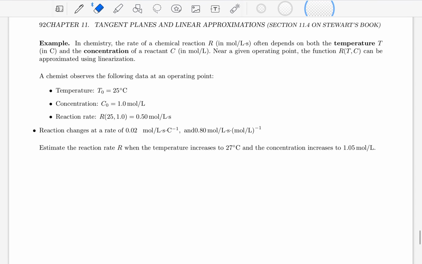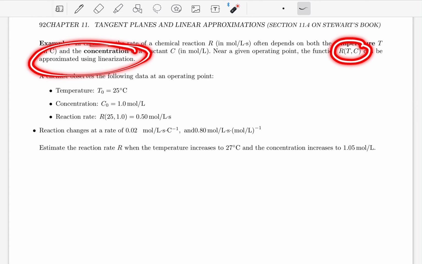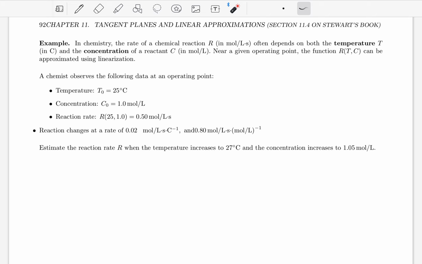I have one more example for you. In chemistry, the rate of chemical reaction R often depends on both temperature T and concentration C of a reactant, okay? Now, at a given operating point, the function R(T, C) can be approximated using linearization. So we don't have a formula for the reaction R, but we can approximate it using linearization.